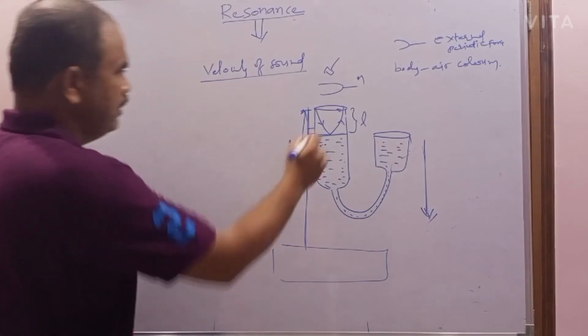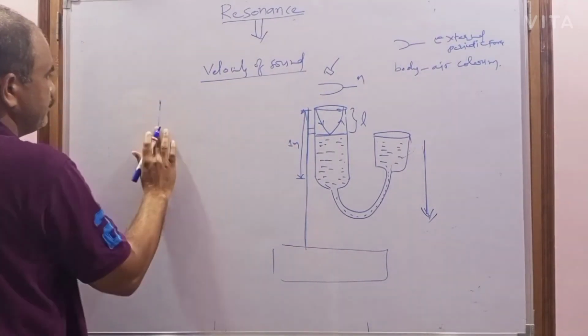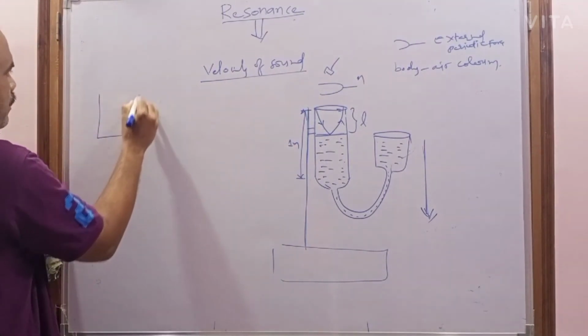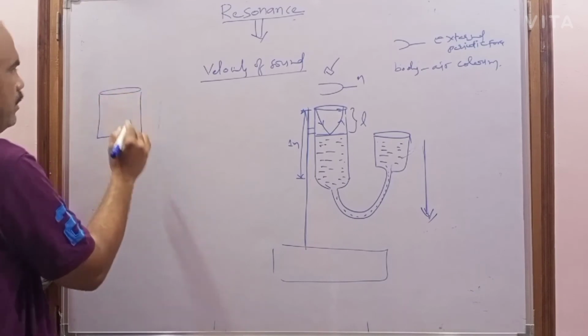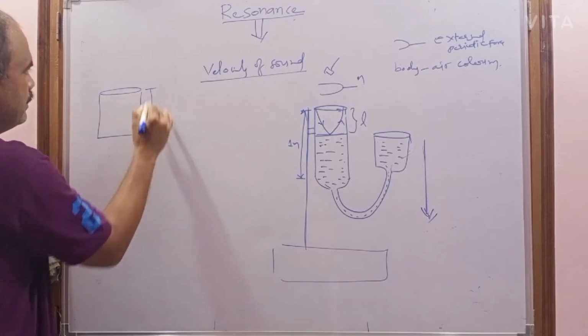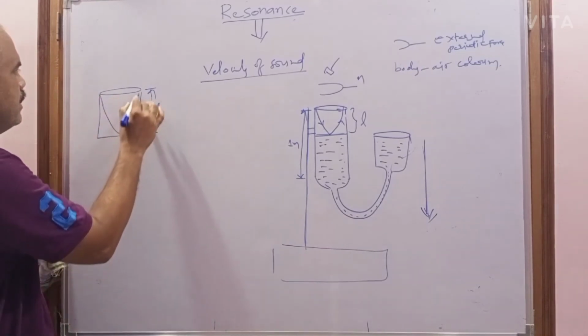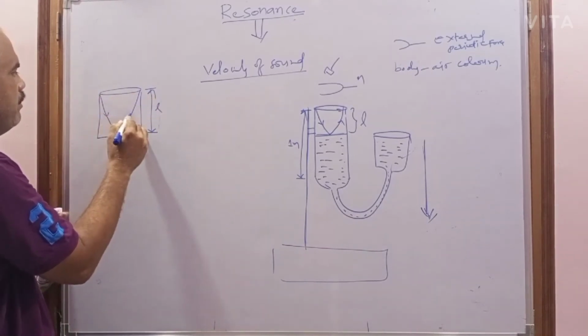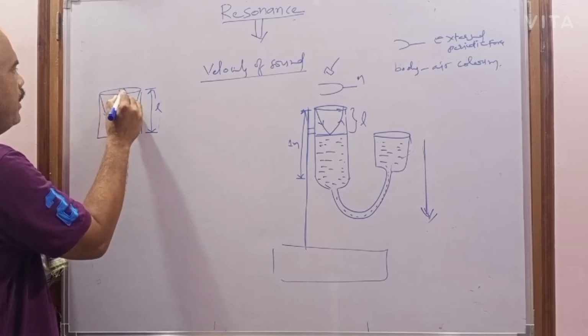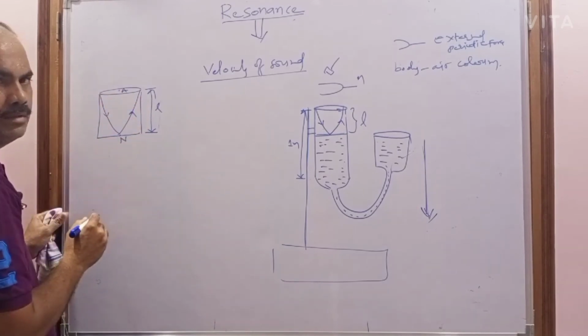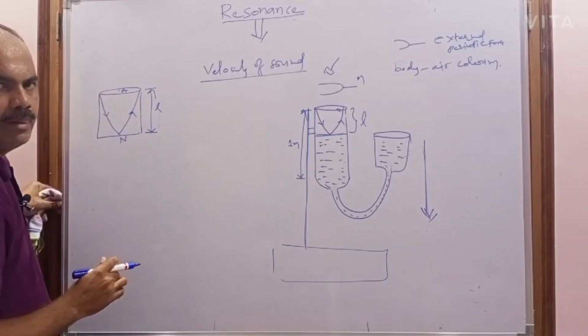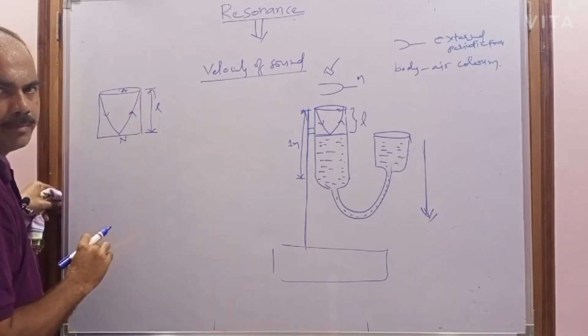Now we are going to find this length in terms of lambda. How can we find it? This is a closed pipe, with an air column of length L. Here a stationary wave is formed. The stationary wave is usually formed with what? One antinode and one node. This is the least possible way of forming a stationary wave in the closed pipe.